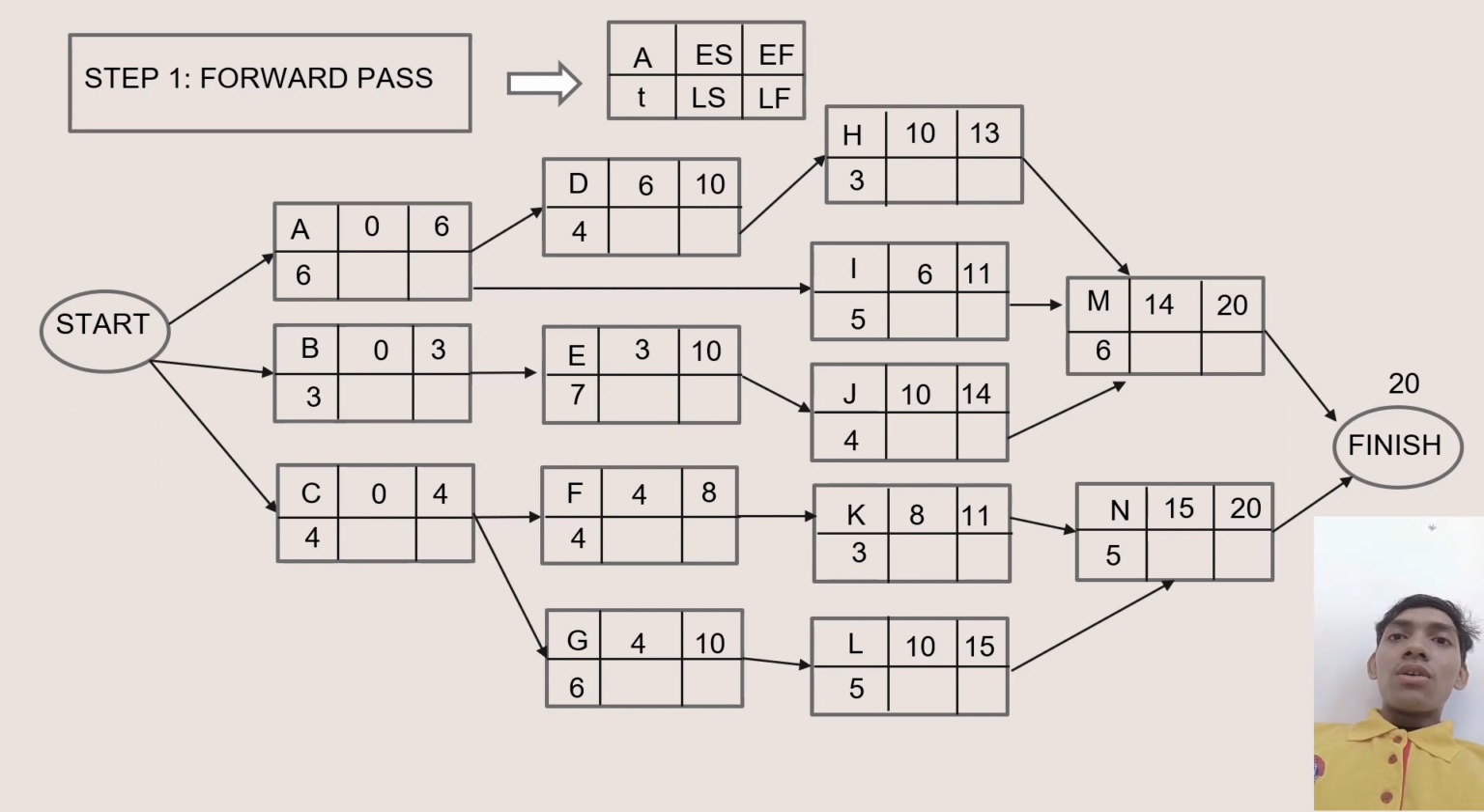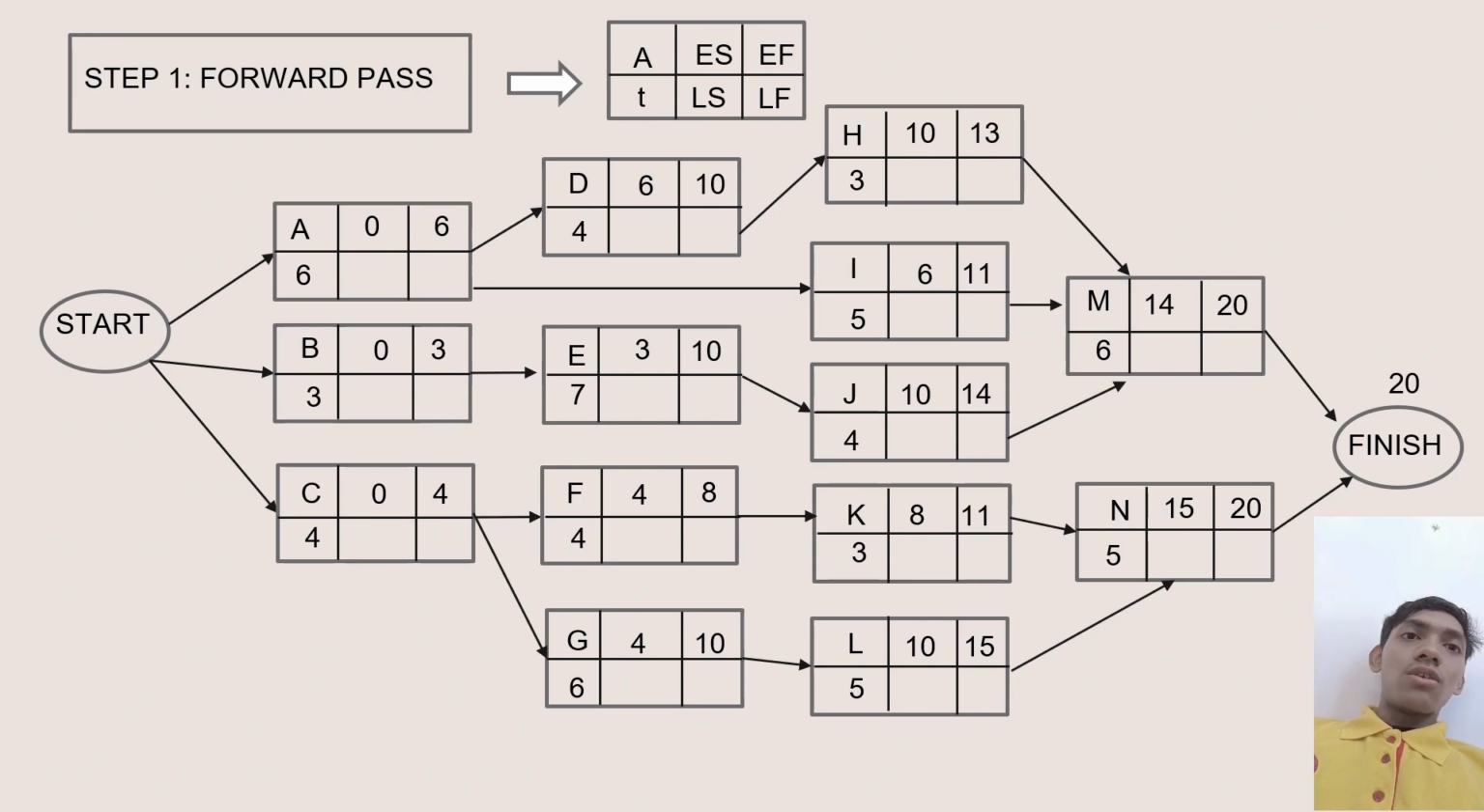We go to the C, 0 plus 4 is 4, 4 plus 4 is 8 at F. At K, 8 plus 3 is 11. And go back to C, 4 plus 0 is 4. Go to G, 4 plus 6 is 10. Go to L, 10 plus 5 is 15.